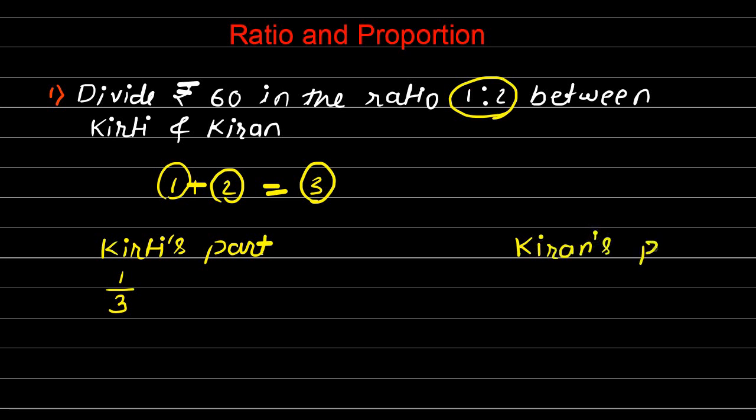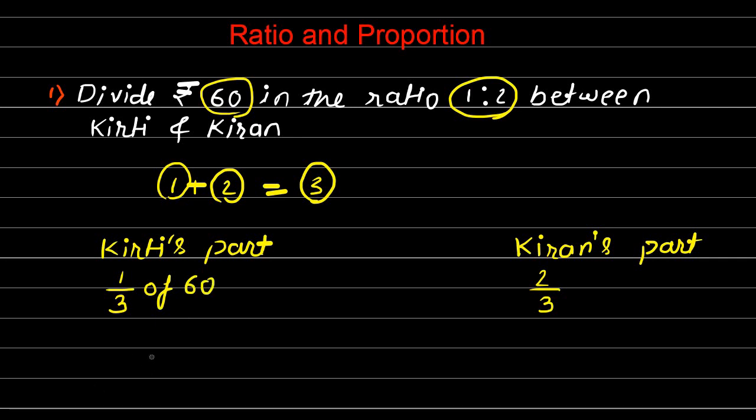So Kiran's part will be out of 3 parts. How many parts for Kiran? That is 2 parts. So her ratio or her fraction is 2/3. Okay. Now, what is the amount that we have to divide? It is 60. We need to divide the 60 amount between these two girls in this ratio, 1:2. Right. So when we say we need 1/3 part of 60.